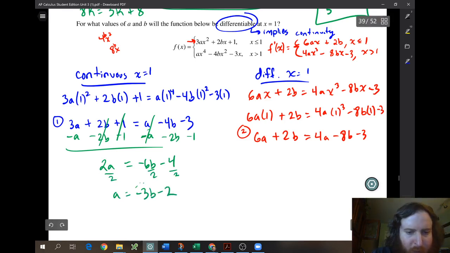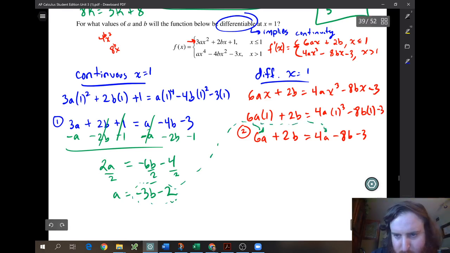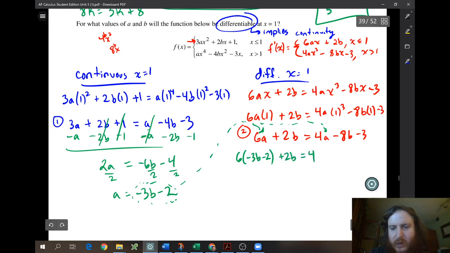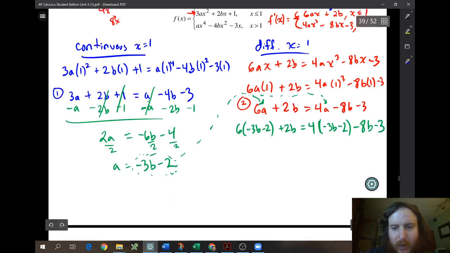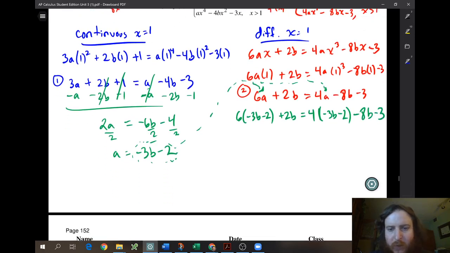So we're going to take that negative 3b minus 2, and we're going to plug it everywhere we see an a in this equation. Make sure you're plugging it in for a. Don't make the mistake I made in the last one. So this is going to give us 6 times negative 3b minus 2 plus 2b. If you wanted to combine like terms first, that probably would make things easier. Like if you subtracted the 4a over and added the 8b over, it might make things a little bit cleaner, but I'm doing it this way just to show that you don't have to do that. All we have to do is plug in the negative 3b minus 2, and now we can see we only have one variable. We can solve this.